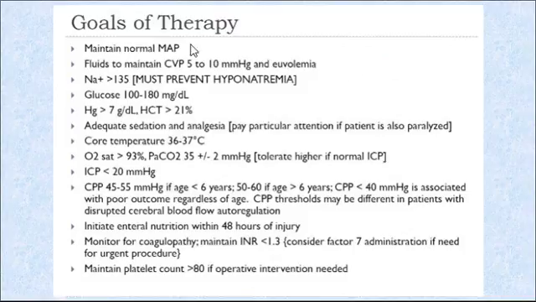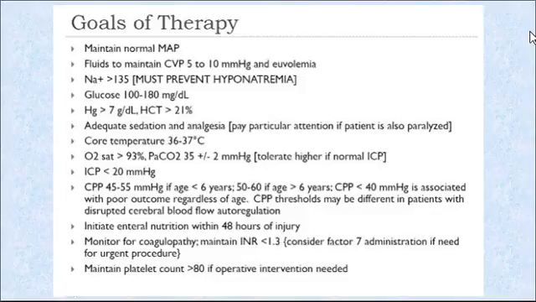Goals of therapy, your mean arterial pressure, remember I said is your 2 times your diastolic plus your systolic divided by 3 gives you your mean arterial pressure. Keeping your CVP between 5 and 10, that is appropriate fluid volume. Your sodium, do not let them go into hyponatremia. I'm going to talk about that more in a minute. And SIADH and hyponatremia and seizures. There will you watch the glucose, because again they can have an elevated glucose. Keep between 100 and 180.